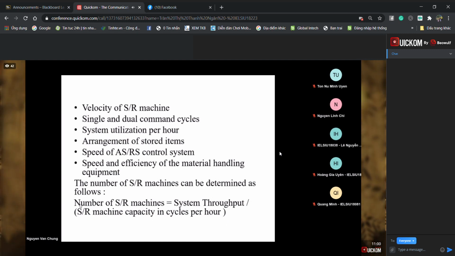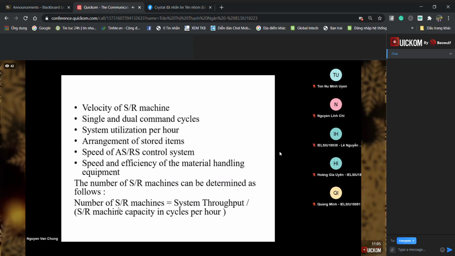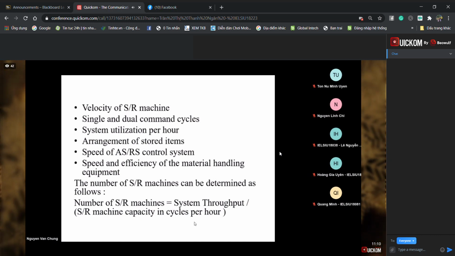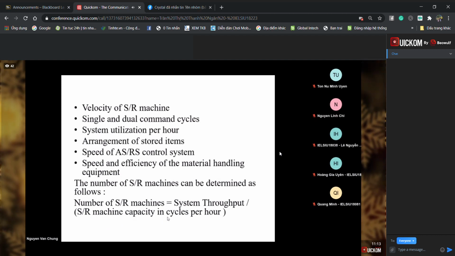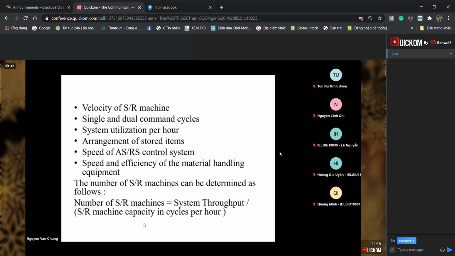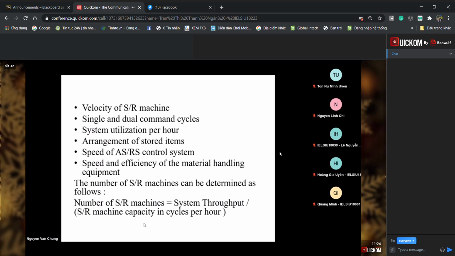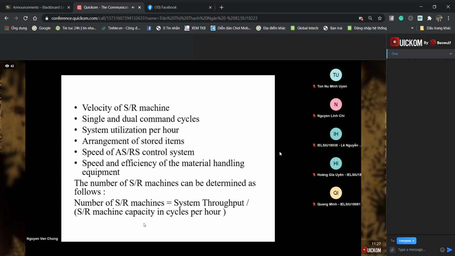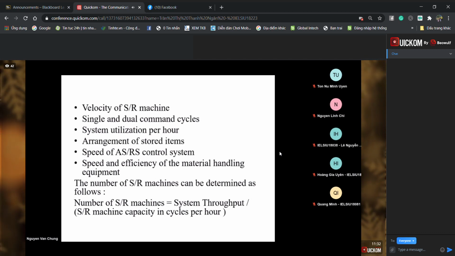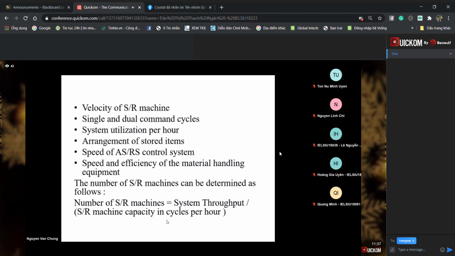So this is the same as the number of AGVs. Now, the number of AS machines equals the system's throughput divided by the machine capacity, which is in cycles per hour. So you have the throughput of the system and the capacity of the machine. This is the same as determining the number of AGVs, the first unit calculation.